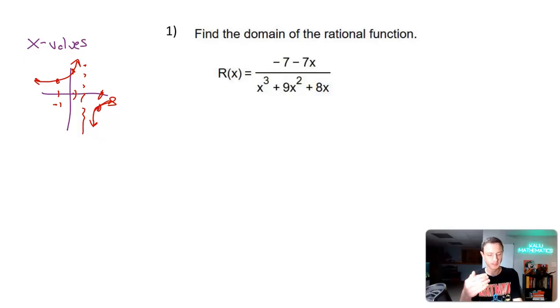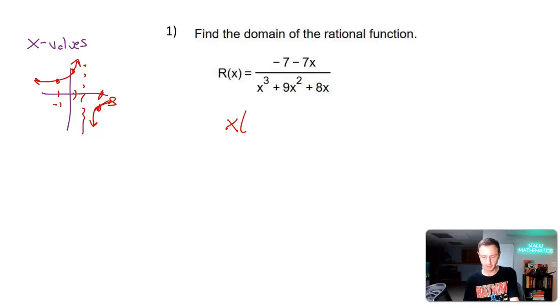But the problem here is that there's this gap here. It's called an asymptote, but that's beside the point. There's this gap here, meaning that it does not exist there. So we're trying to figure out, what is that value where this graph doesn't exist on the x-axis? So what we're looking at is the denominator, x to the third plus 9x squared plus 8x.